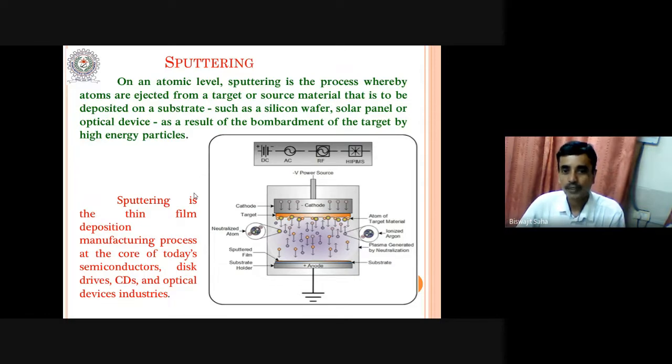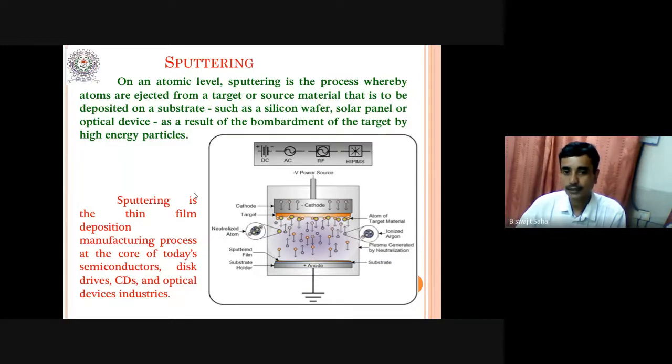So on the atomic level, it is written here. If you all can see, on the atomic level, sputtering is the process whereby atoms are ejected from a target or a source material that is to be deposited on a substrate, such as a silicon wafer, solar panel, or optical devices.